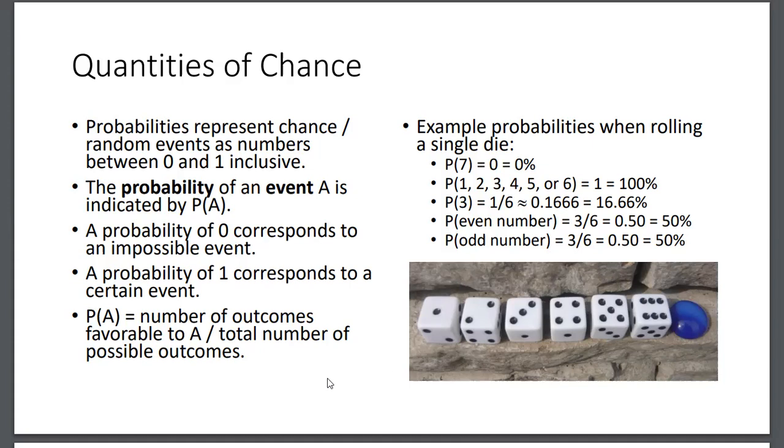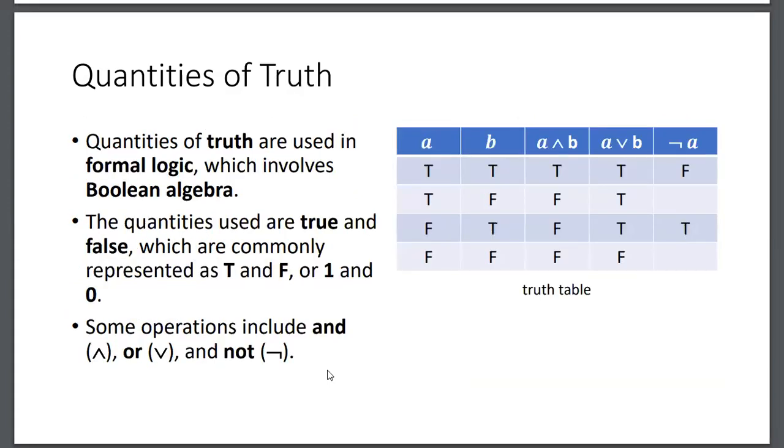Quantities of chance. Quantities of truth. Quantities of truth are used in formal logic, which involves Boolean algebra. The quantities used are true and false, which are commonly represented as T and F or 1 and 0. Some operations include AND with this symbol, OR with this other symbol, and NOT with this symbol.